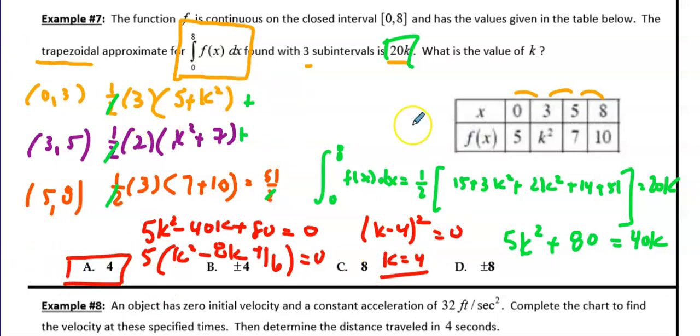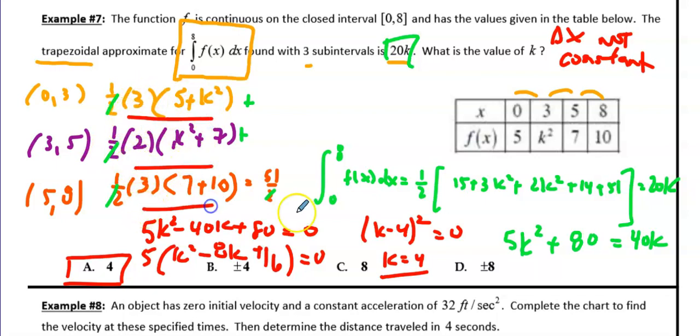So if delta x is not constant, so delta x in this case is not constant, then you have to write them out individually. And then you can still always pull out the 1/2, but you've got to be very careful. You've got to just make sure that you do individual trapezoids and then go ahead and either simplify doing that, or they give you a value that we can set it equal to. All right, so that's our first example for that problem. So hopefully that makes sense.